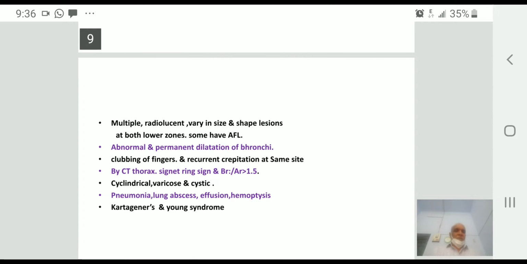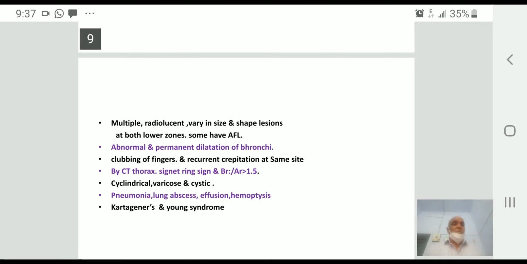In the pneumonia, abscess formation may also be present. It's called lung abscess, and the infection may extend to the pleura, leading to pleural effusion. There are recurrent episodes of hemoptysis. Hemoptysis may be minimal or it may be massive, life-threatening hemoptysis.